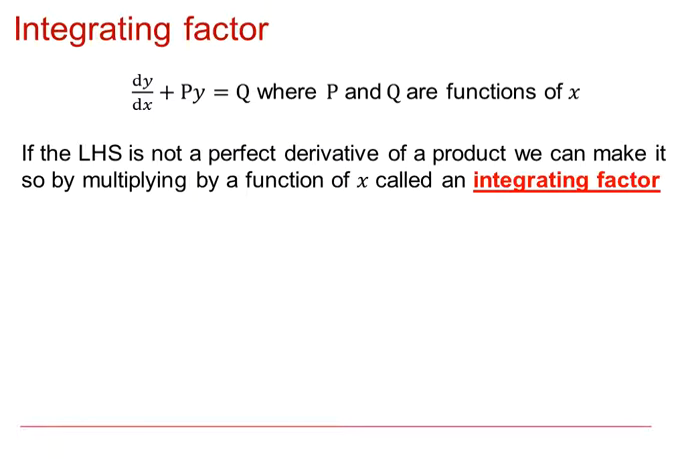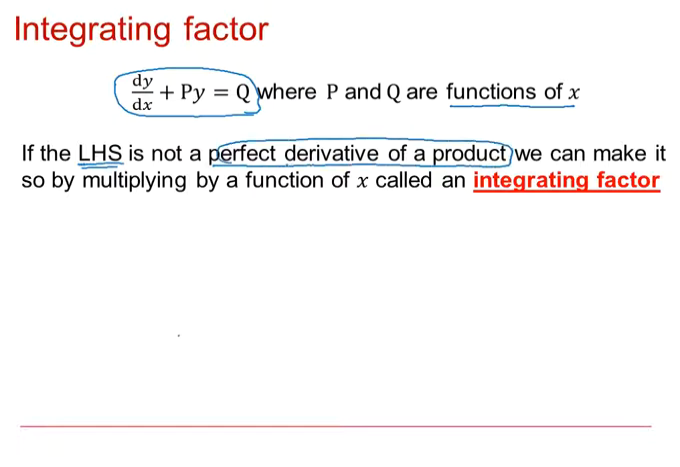We've previously seen that we need the equation to have the form dy/dx + Py = Q, where P is a function of x and Q is a function of x as well. So we need to have it in this form in order to start thinking about integrating factors. Our aim is to make the left hand side into a perfect derivative of a product, and we can do so by multiplying both sides of the differential equation by a special function of x, called the integrating factor.